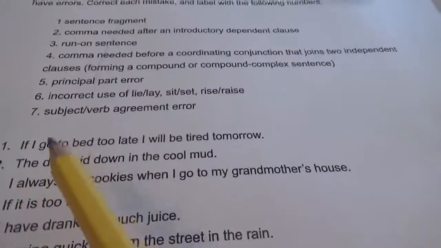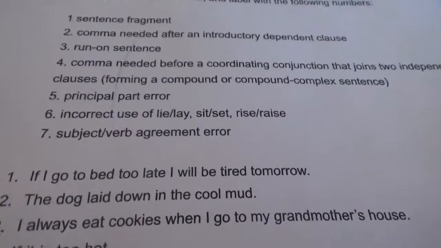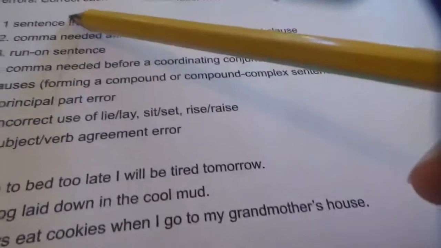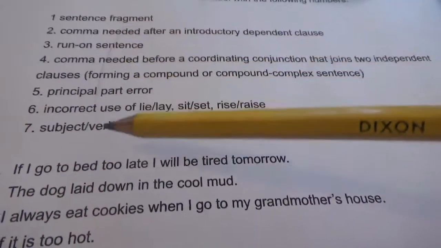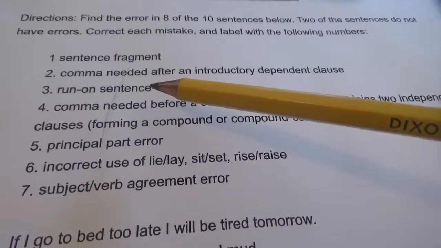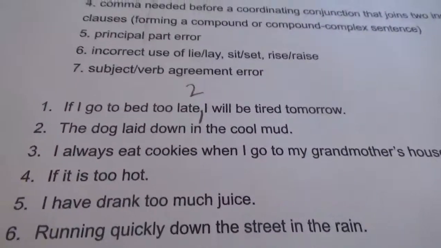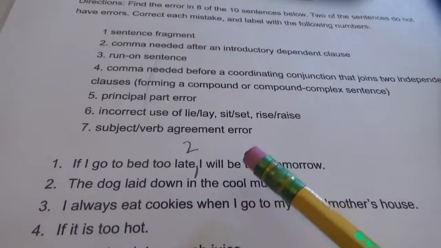So you're going to read the first one. If I go to bed too late, I will be tired tomorrow. You've got to figure out if that is correct or if there's an error. Now, if you're not sure, go through each one. Is it a sentence fragment? Subjects, predicates, can stand alone. Is a comma needed after an introductory dependent clause? Oh, "if I go to bed too late" is an introductory dependent clause. There's no comma, so I'm going to put a comma, and I'm going to put the number 2, because the error is number 2, so you're going to correct it, and you're going to put the number.